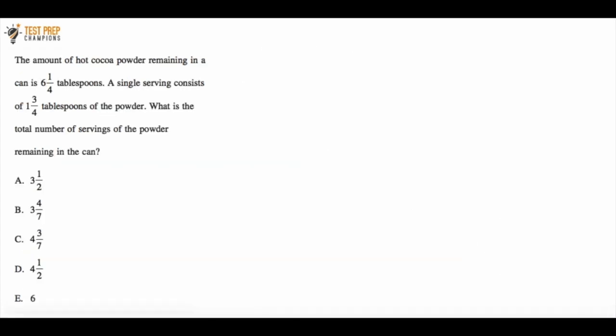The amount of hot cocoa powder remaining in a can is 6 1/4 tablespoons. A single serving consists of 1 3/4 tablespoons of the powder. What is the total number of servings of the powder remaining in the can? Is it A, B, C, D, or E?